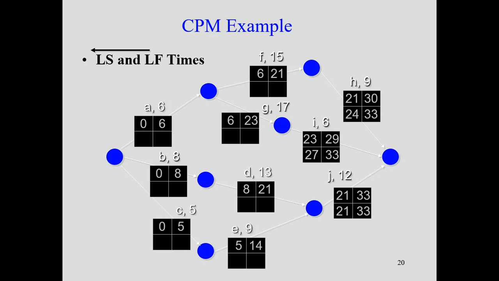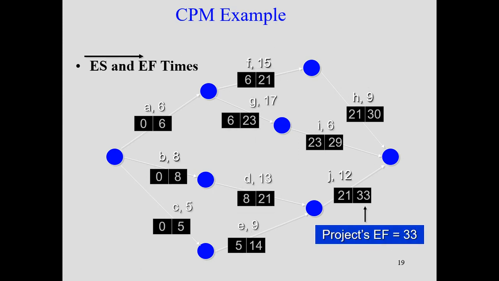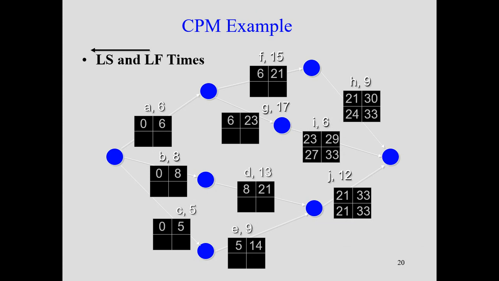In the case of the backward pass, we start from the latest time, because the latest time is 33. So we are going to start with 33, 33 and 33, because the earliest finish is 33. As per the earlier case, the earliest finish is 33, so we'll start from 33. 33 minus 9 will give you 24. 33 minus 6 will give you 27. 33 minus 12 will give you 21.